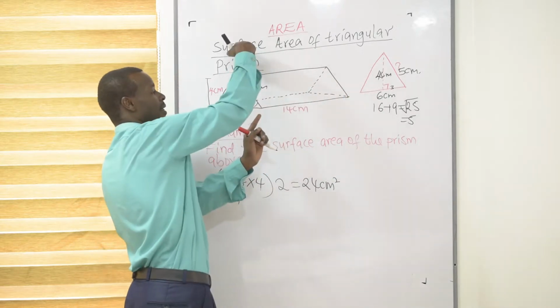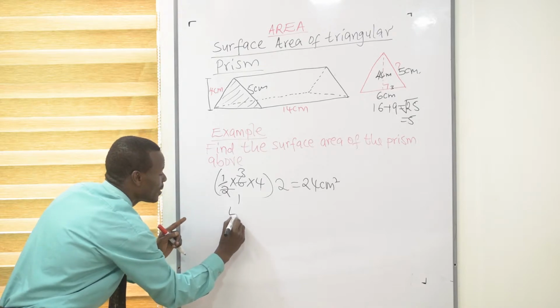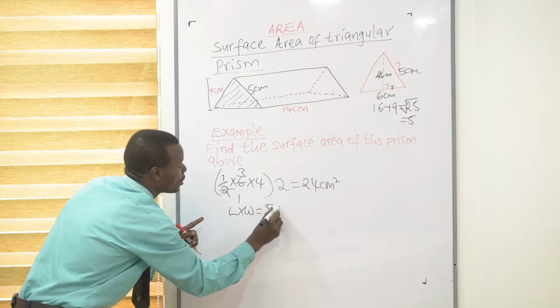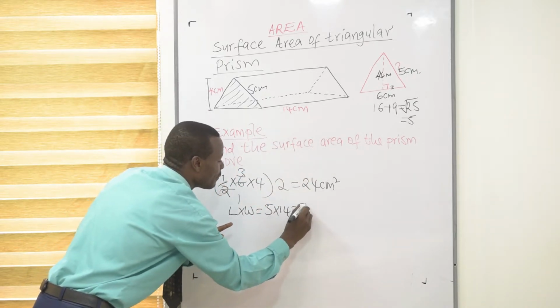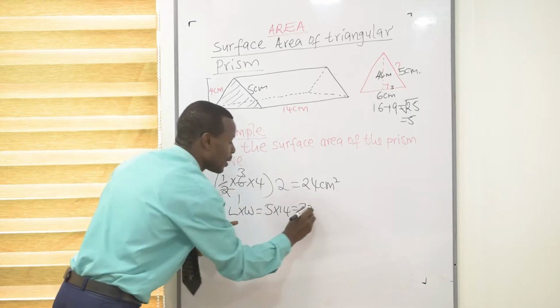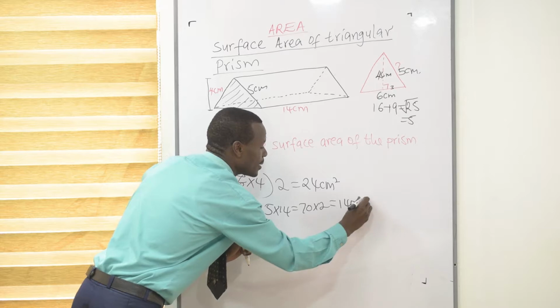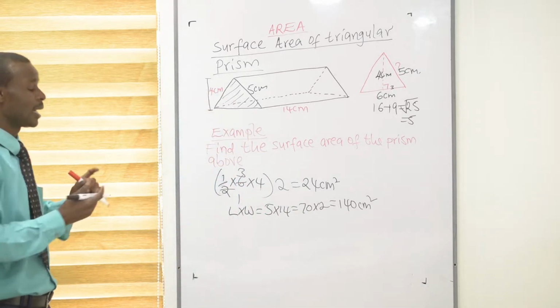This rectangle and the other rectangle on the other side will give us a length multiplied by a width, which is 5, multiplied by the length down here, which is 14, and that is 70. And because there are 2, you multiply by 2 and you get 140 square centimeters. And now we have tackled about 4 of them. Let's look at the last one.